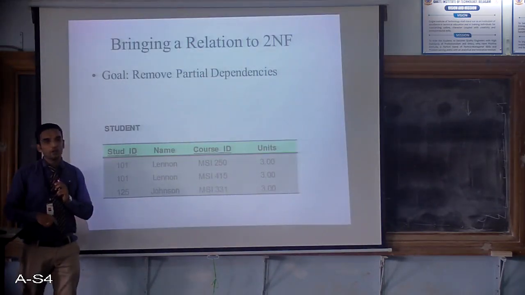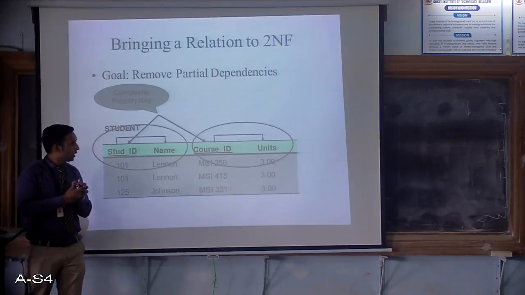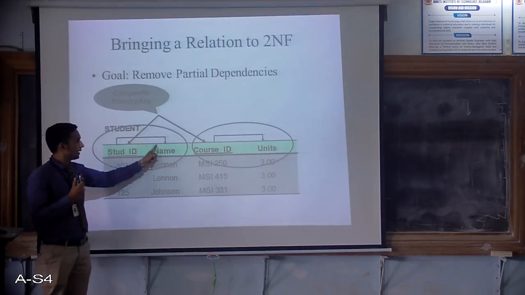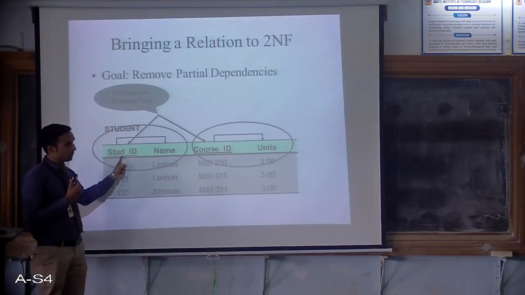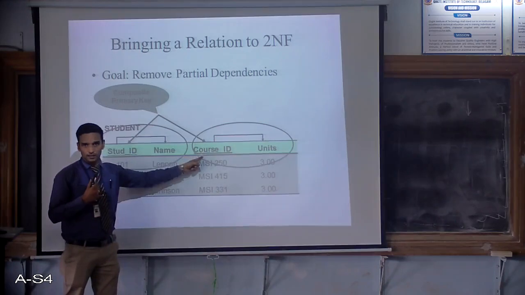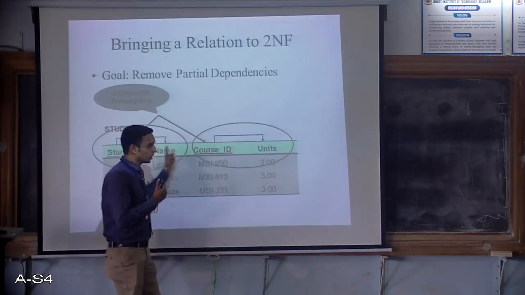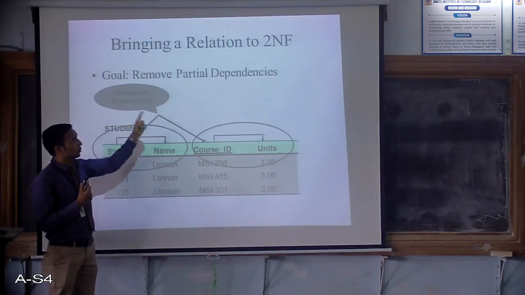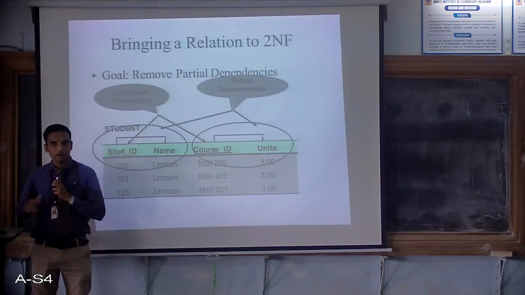How to get it? Remove the partial dependencies. This is a composite key. Now see, the dependency I am talking about. Student ID can give me name. So name is only dependent on student ID, but not on the entire key. Similarly, units is dependent on course ID and not on the entire key. And this is called partial dependency. So remove the partial dependencies from the table. Yes, this is partial dependency.